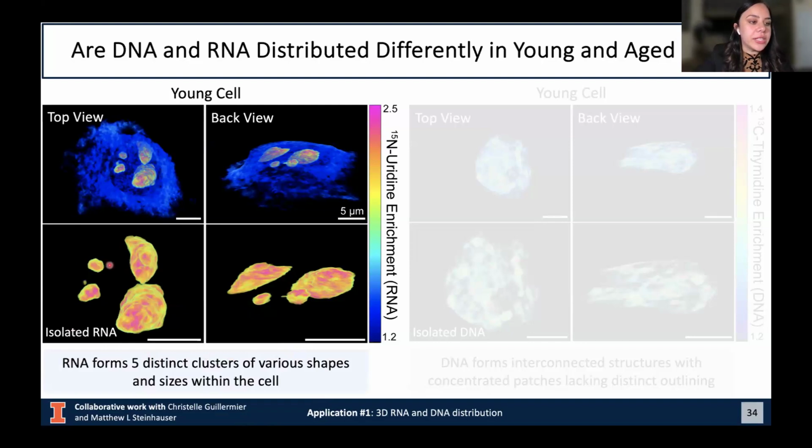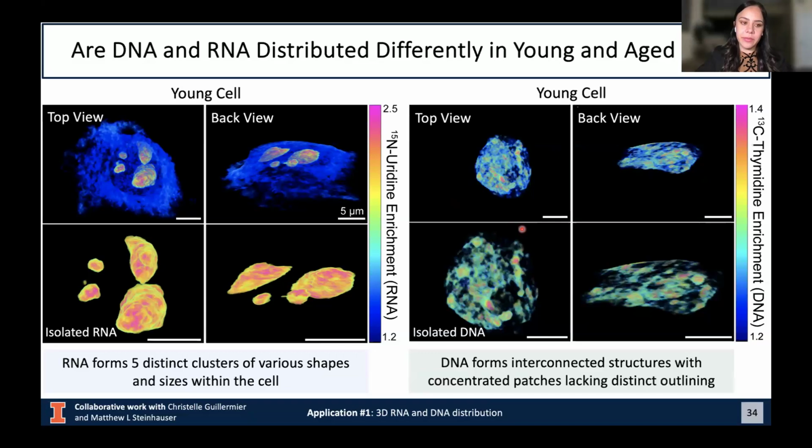So for RNA, for example, we see that it clusters in these 3 smaller spherical regions and these 2 larger ovoid regions. For DNA of the same cell, and I forgot to say this is a young cell, we observe DNA in a more interconnected structure with patches of high DNA. However, these patches of high DNA are less distinctly outlined compared to the patches of RNA.